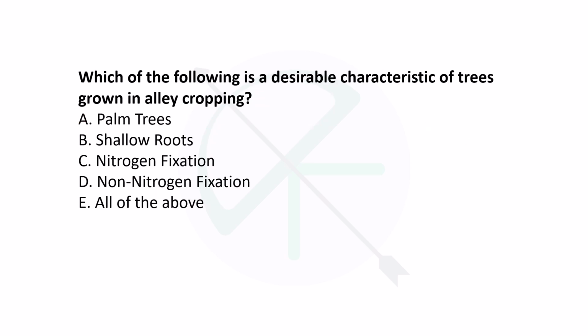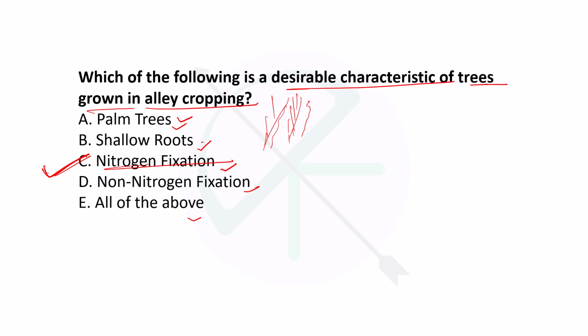Then, which of the following is a desirable characteristic of trees growing in alley cropping? Palm trees, this is the example, of course. Shallow roots, nitrogen fixation, non-nitrogen fixation, all of the above. So the right answer will be nitrogen fixation. Obviously, if crops are grown here and the big trees are grown here, then again crops, then again big trees, in that case nitrogen fixing trees will be more beneficial for the crops that are being grown alongside. So option number C will be the right answer.